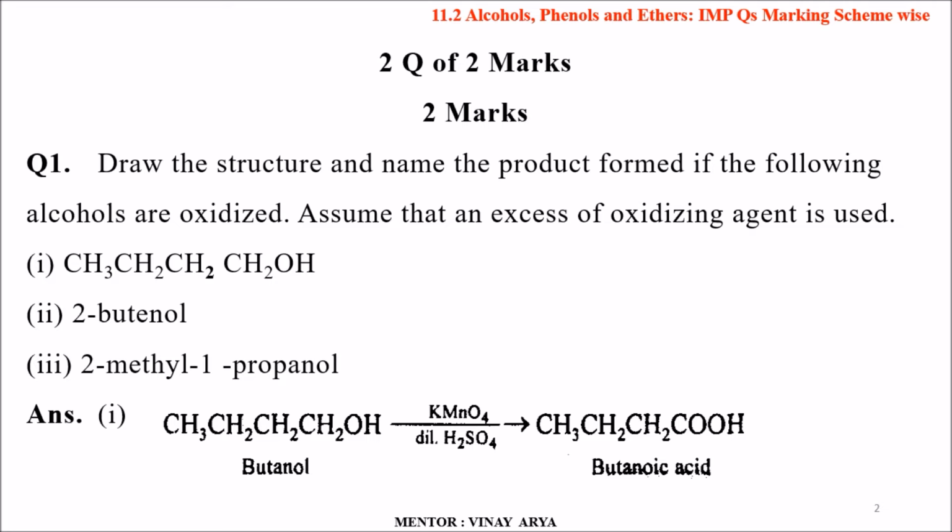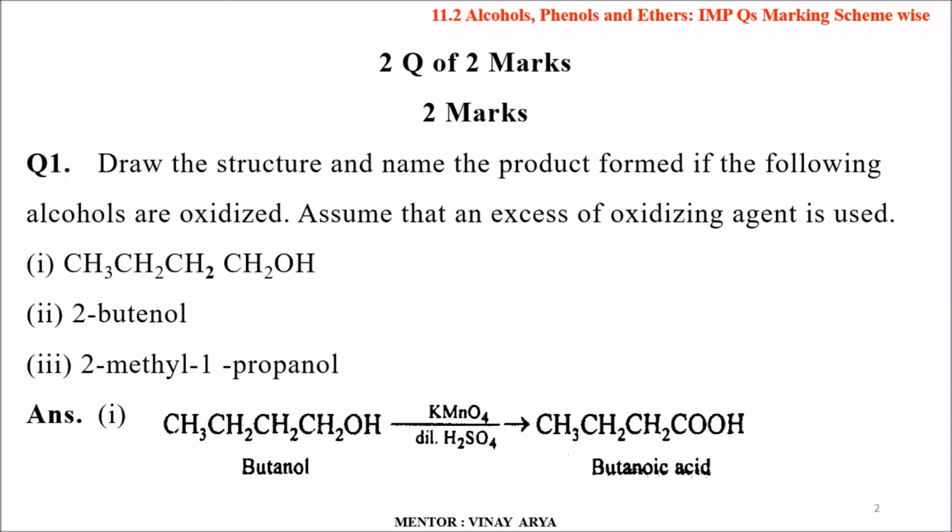Draw the structure and name the product formed if the following alcohols are oxidized. Assume that an excess of oxidizing agent is used. First, CH3CH2CH2CH2OH. Second, 2-butanol. Third, 2-methyl-1-propanol. So the first part, the answer is CH3CH2CH2CH2OH, that is butanol.